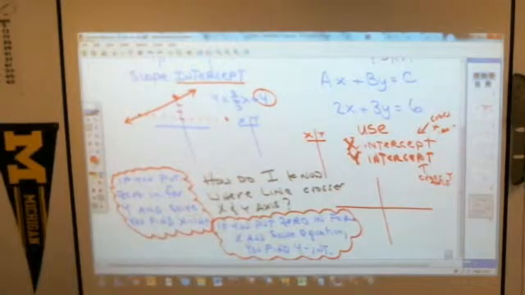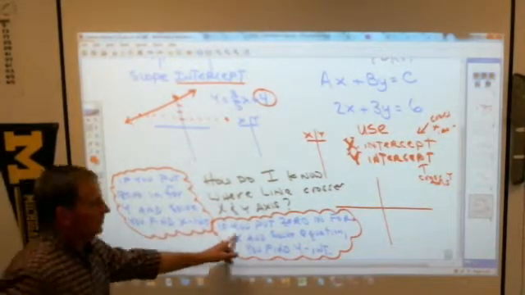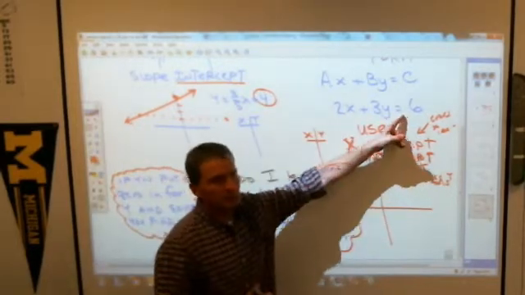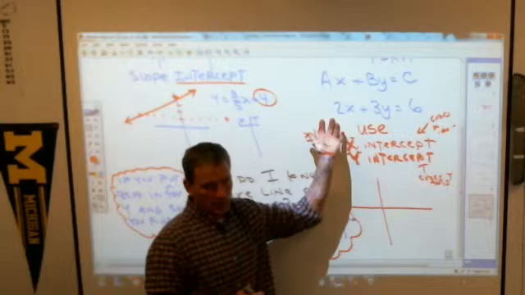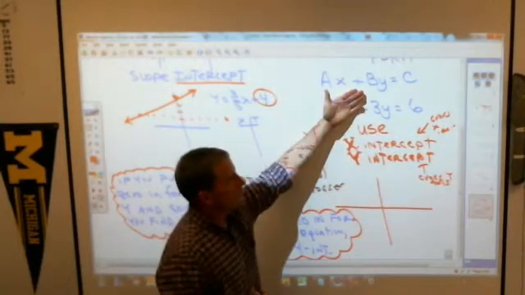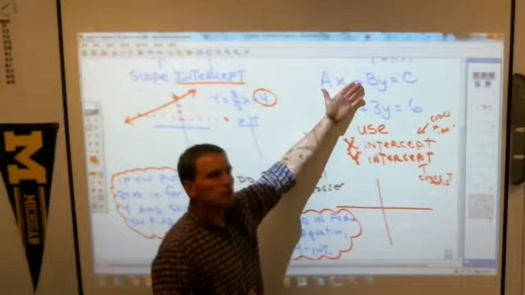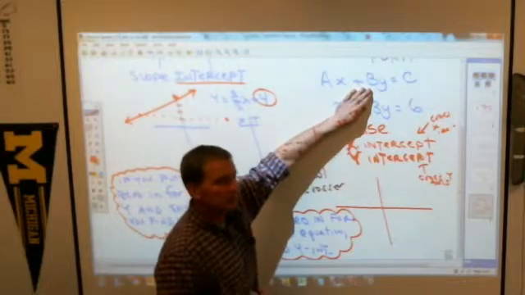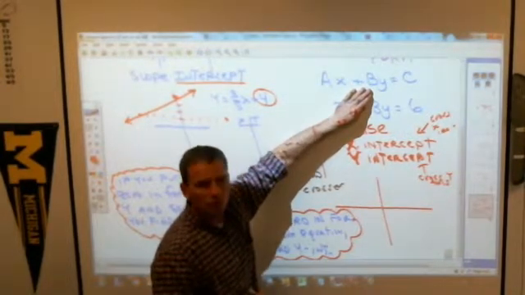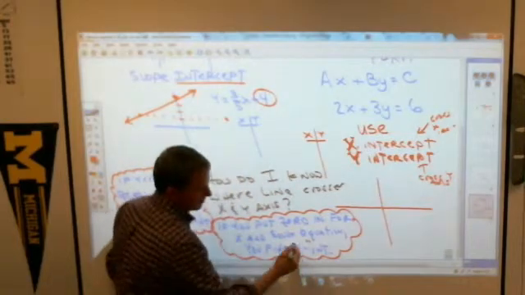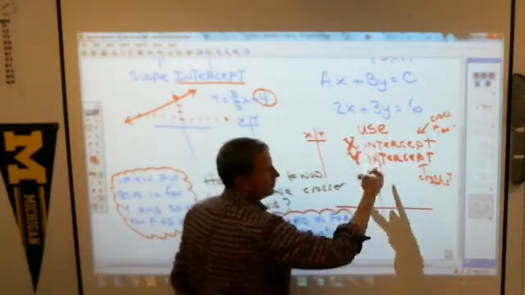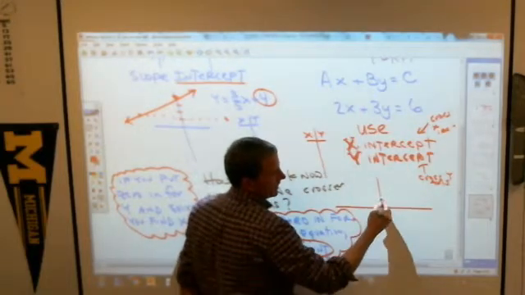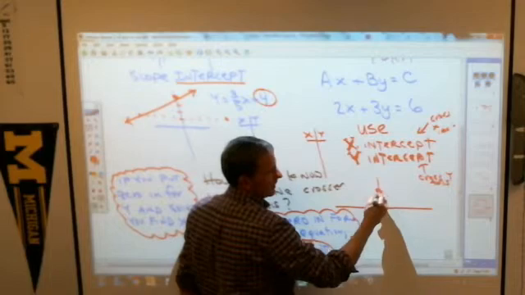Ready? Here's the deal. This is how short and sweet this will be, but I wanted you to write down what we're actually doing. If I put 0 in for x in this equation, 2 times 0 is nothing. It really goes away. Now 3y equals 6. 3 times what number gives me 6? 2. That 2 is the y-intercept. When I covered up the x and solved, that 2 is where that line crosses the y-axis.